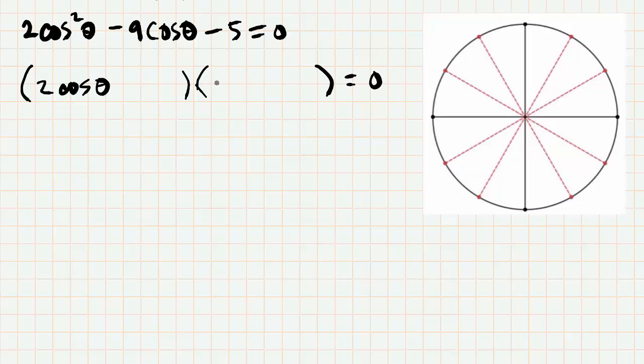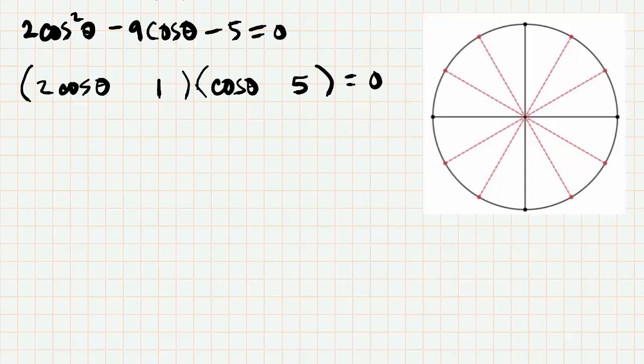Two sets of parentheses. And the leading coefficient is 2, so we'll have to have a 2 and a 1. That will multiply to 2 cosine squared. Now the last term here is prime, so the only choices are 5 and 1. We just have to figure out where to put the 5 and where to put the 1. I'm going to put the 5 on the outside here so that we have 5 multiplied by 2. That'll be 10. That's about 9, so hopefully this will work out.